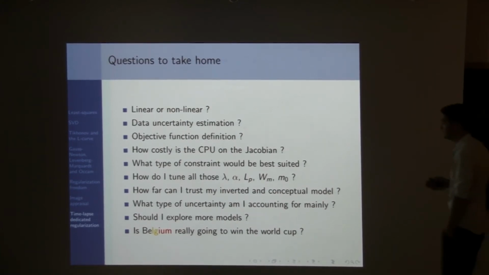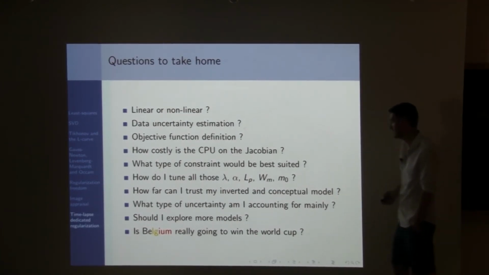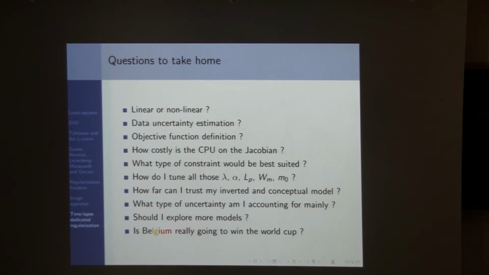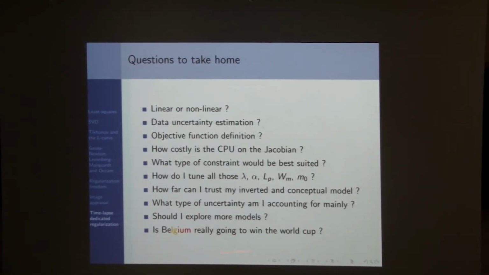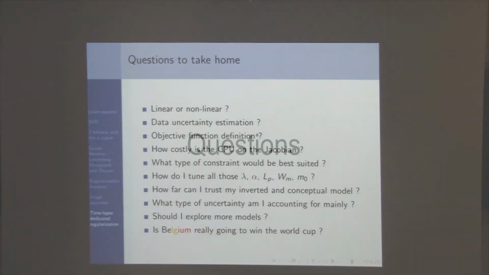That's the reason we developed those image appraisal tools. What type of uncertainty am I accounting for mainly, and should I look into other models? I think this is a nice way towards Jeff's talk. And the last question is the most important one: is Belgium really going to win the World Cup?